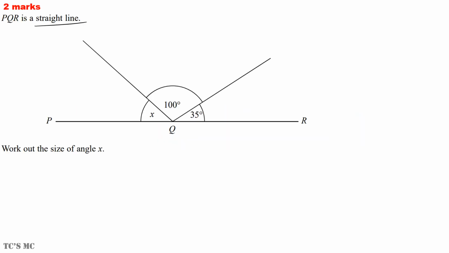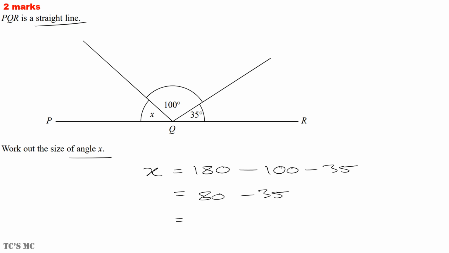PQR is a straight line. Work out the size of angle X. So X is equal to 180 because it's a straight line. Subtract 100, subtract 35. Now we have 1 mark. 180 subtract 100 is 80, so 80 subtract 35 gives us 45 degrees. Now we have our second mark.